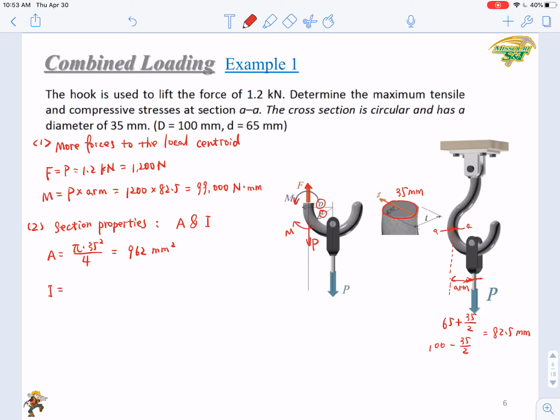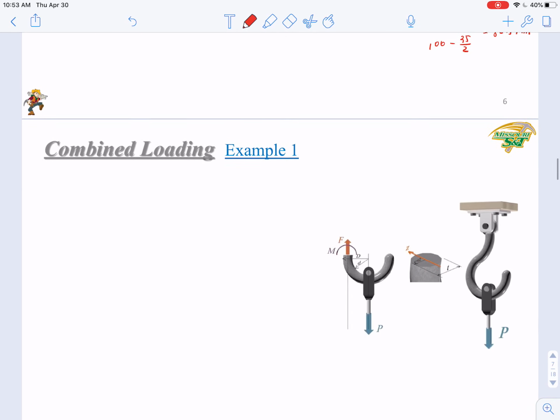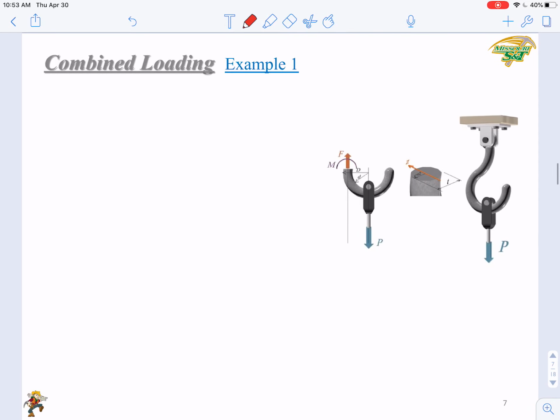Then how about the I? The moment of inertia would be pi times 35 to the fourth over 64. Right, so you will get 73,660 millimeter to the fourth. Then, based on this loading, these reaction forces and section properties, we can calculate the stress components.